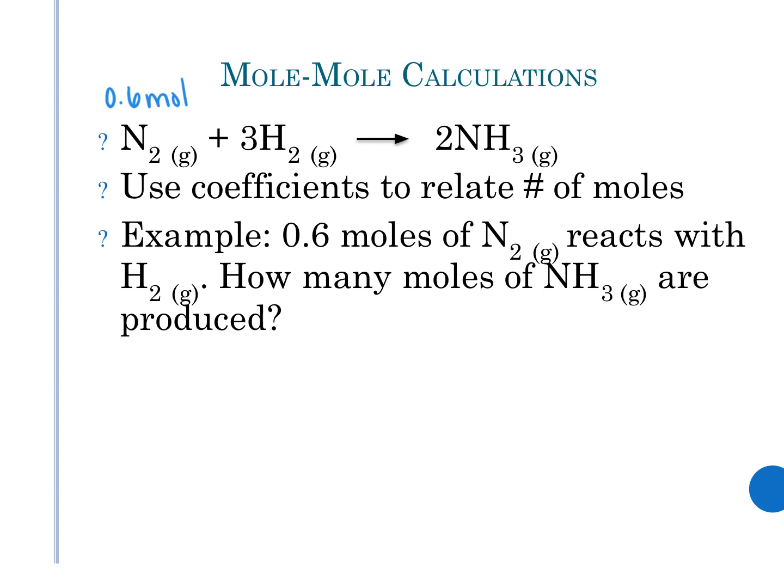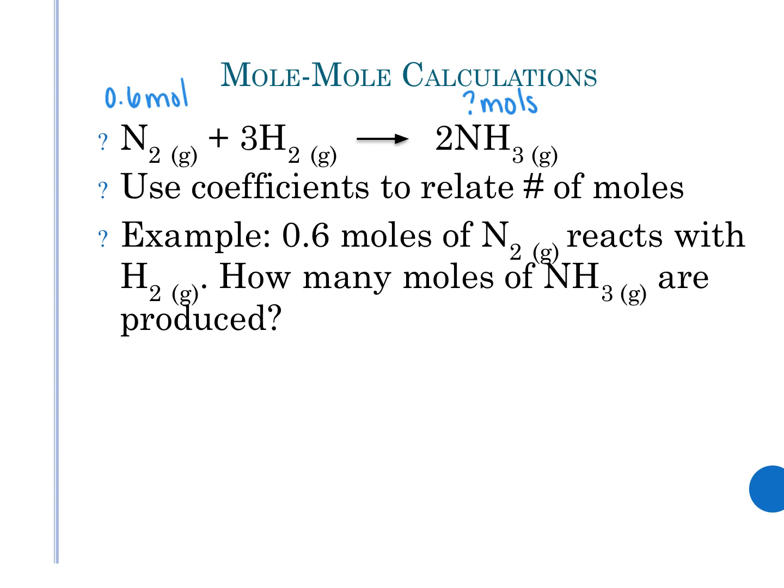And then what are you trying to solve for? If you read the word problem, NH3. So above NH3, I'm going to put a question mark. Okay, so I know that's what I'm looking for. And my unit is just going to be moles. So how many moles of NH3 could be produced?